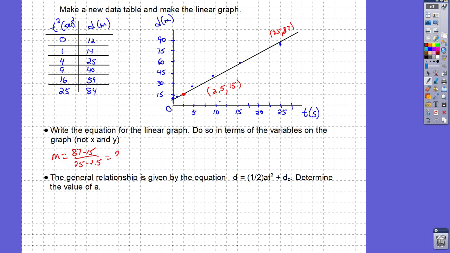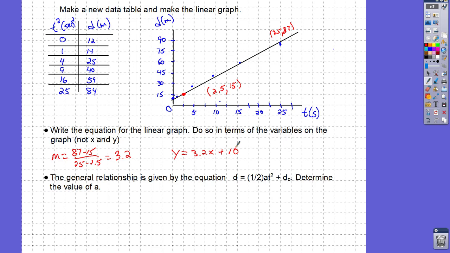Okay, so I got a slope of 3.2. We have an intercept of, looks like it's somewhere around a little below 12, maybe 10. So the equation for this line is y is equal to 3.2x plus 10.